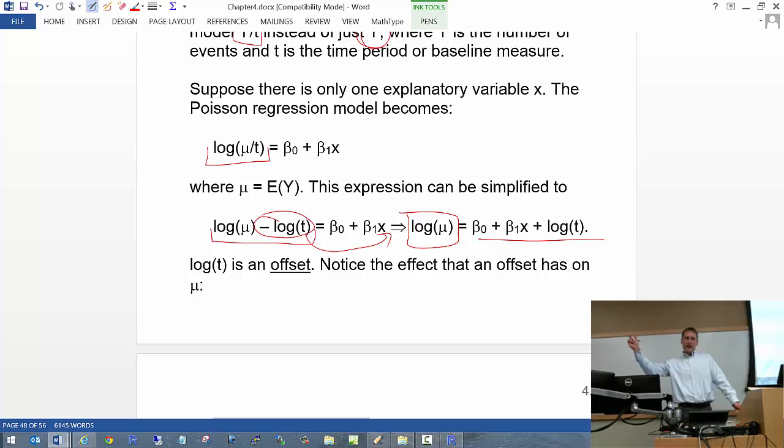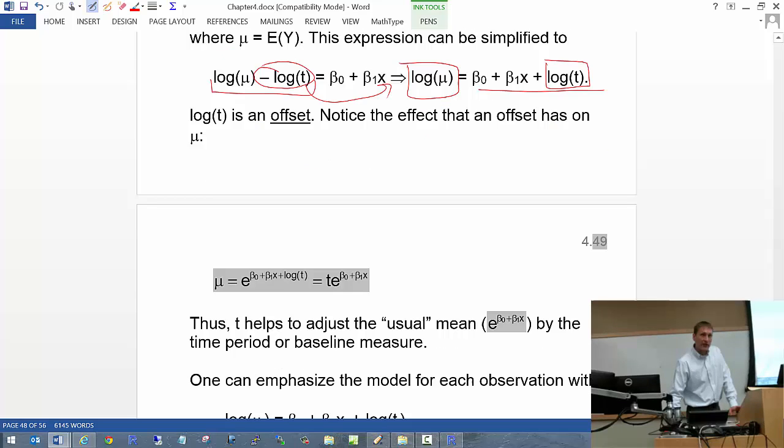This log of t there, notice it doesn't have a beta in front of it. So we are not estimating a corresponding parameter for it. Also, this log of t has a special name. Whenever you see something on the right-hand side of a model such as this, where there's no parameter in front of it, that's called an offset. Again, that's called an offset.